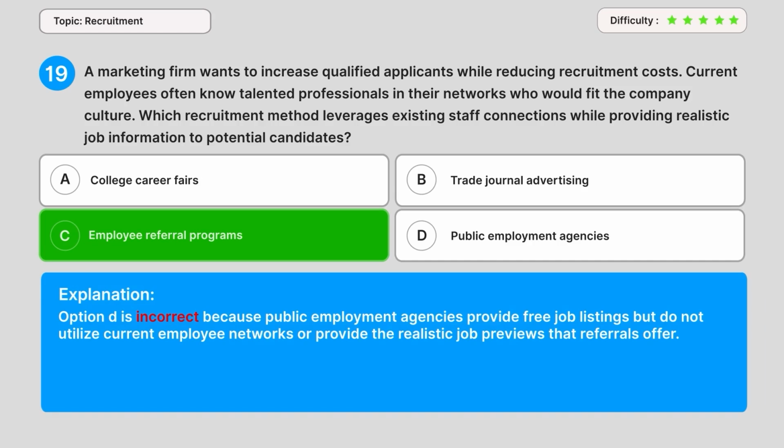Option D is incorrect because public employment agencies provide free job listings, but do not utilize current employee networks or provide the realistic job previews that referrals offer.